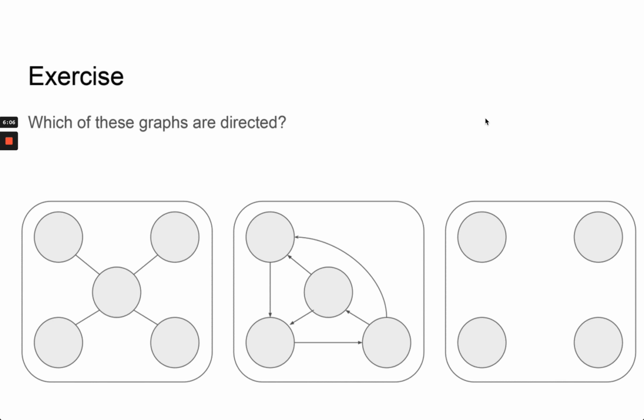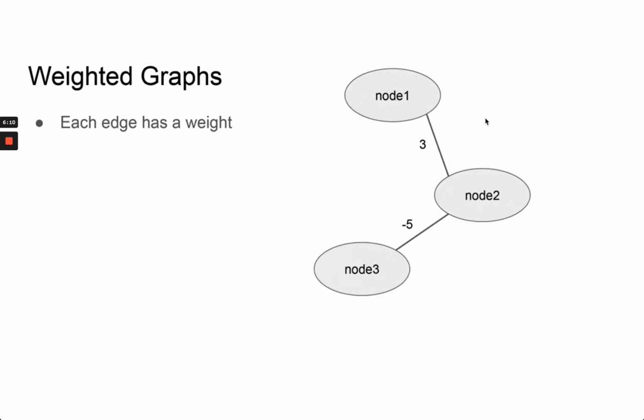All right, the second big category of graphs after directed and undirected is weighted or not weighted. Here, in weighted graphs, edges have a weight.